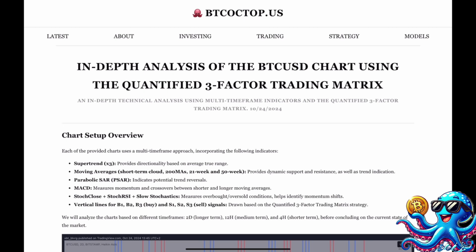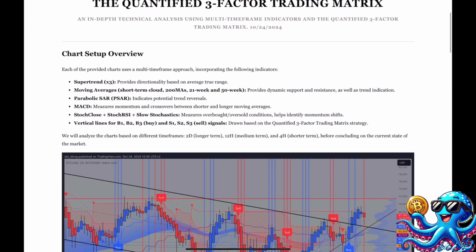In-depth analysis of the BTC-USD chart using the Quantified 3-factor trading matrix. An in-depth technical analysis using multi-timeframe indicators and the Quantified 3-factor trading matrix. October 24, 2024. Chart setup overview.